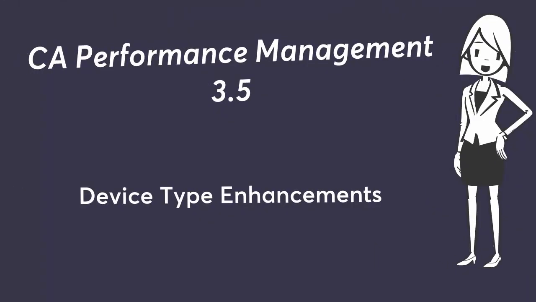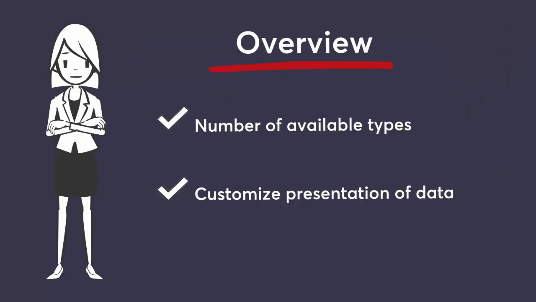Welcome to the CA Performance Management version 3.5 video, CA Performance Management Device Type Enhancements. Device types supply context to dashboards and context pages. This video shows how CA Performance Management 3.5 extends both the number of available types and the methods in which typing can customize the presentation of data.